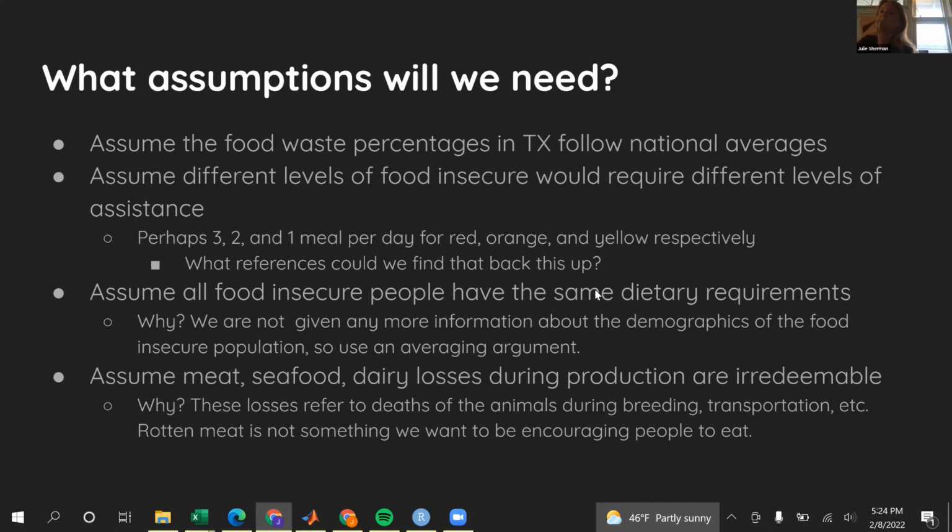We have one more assumption in the chat. Right, that some food cannot be redeemed.